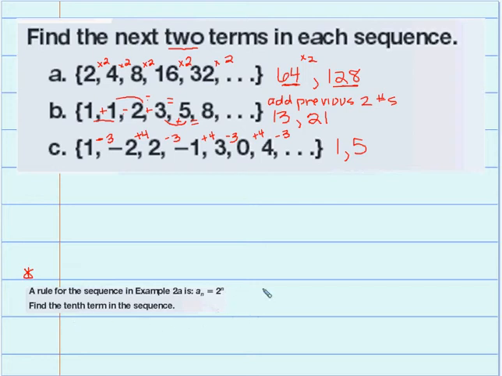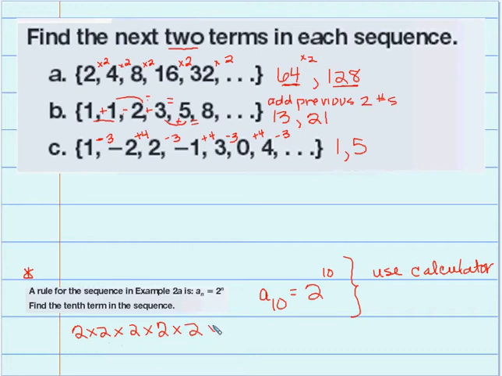So find the 10th term of the sequence. We would say a sub 10 equals 2 to the 10th power. And this you would use a calculator for, because let's see, we'd take 2 times 2 times 2, we'd do that 10 times, right? We'd use 2 as a factor 10 times.